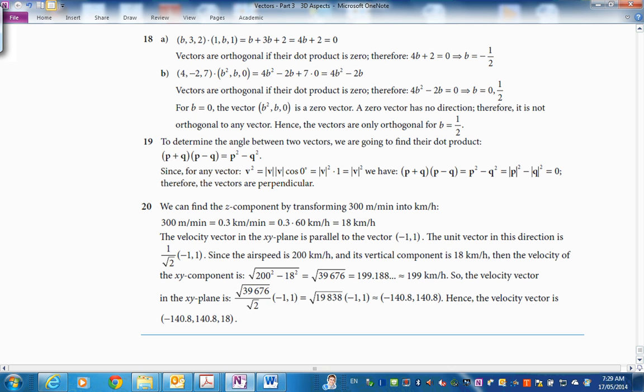18, 19 and 20. Well, are you scratching your head or are you getting some confidence? Right? You might have to talk to your teacher about some of this as we move on into the final presentation, the vector equation of a line.